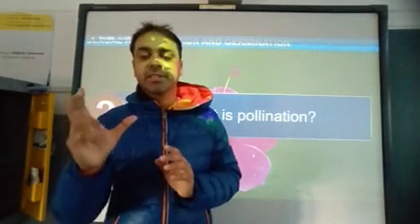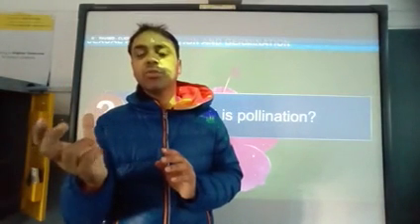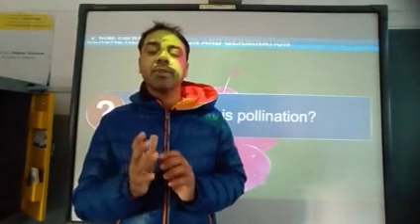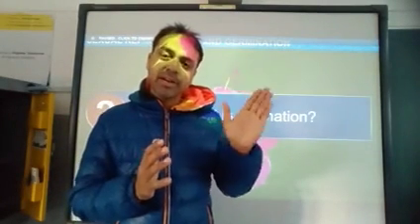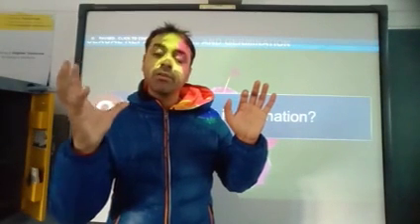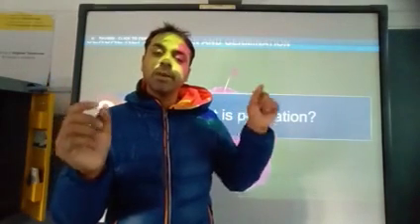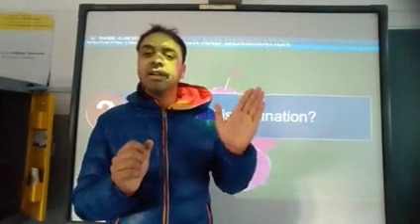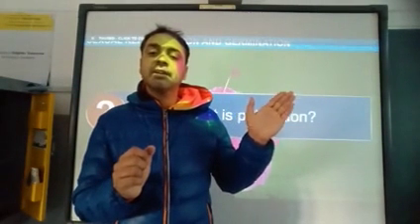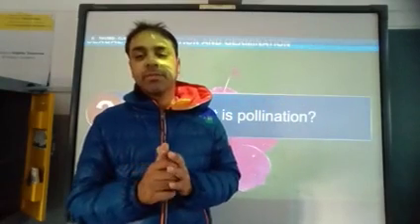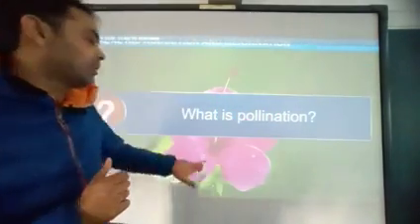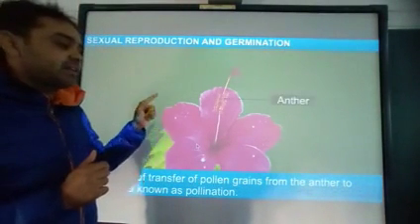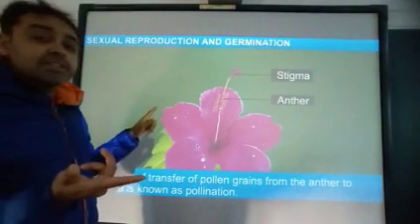Okay, because this pistil contains the ovule, and this ovule is the part where the female gamete is present. So the pollen grain has the male nucleus and the ovule has the female nucleus. So the male nucleus has to be fused with the female nucleus. For that reason, the pollen grains have to be transferred from the anther to the stigma of a flower. And this process is called pollination. So in this part we will see the different steps of pollination and what fertilization is.